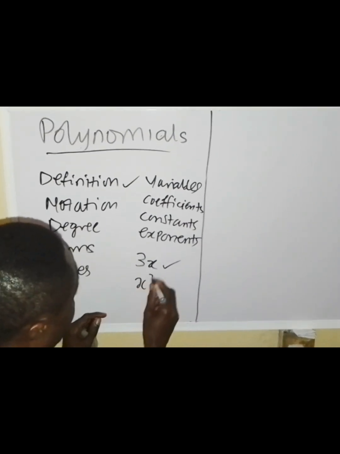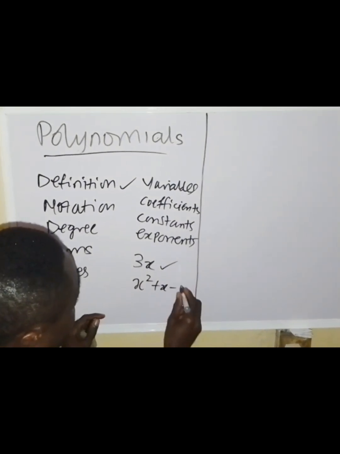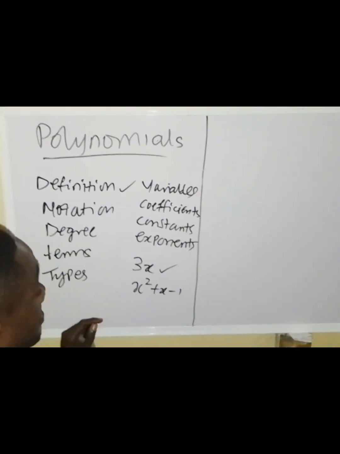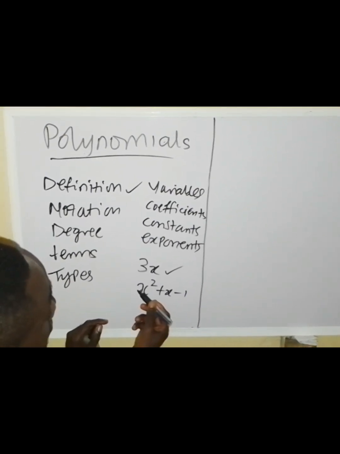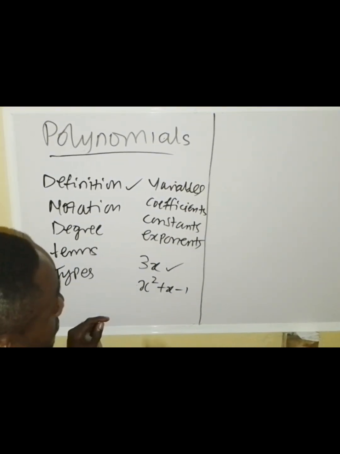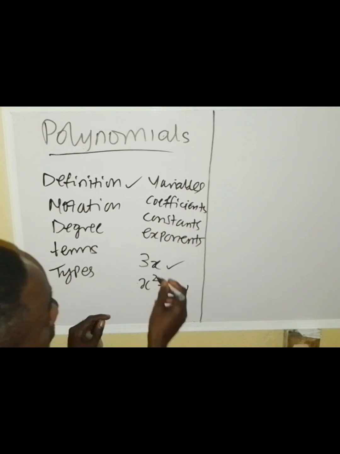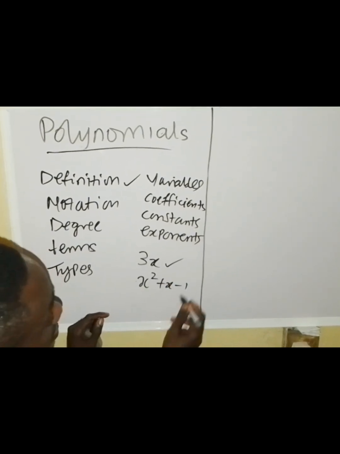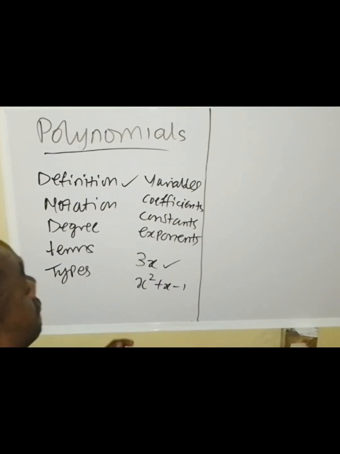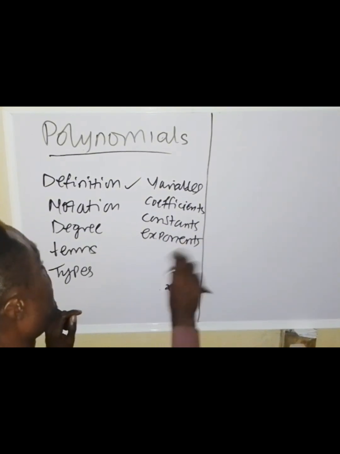If you have x squared plus x minus 1, that's a polynomial expression. It has a coefficient, an invisible coefficient, which is 1. It has a variable, we have the exponent, we have the constant. So this is what we call polynomial.